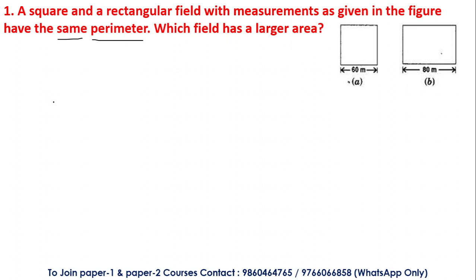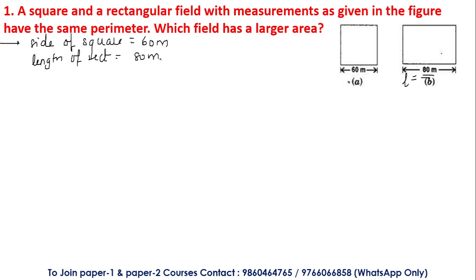Now always remember here the side of the square has been mentioned, and in the case of the rectangular field, the length of the rectangle has been mentioned, that is equal to 80 meters. So let us try to understand the given data over here. Side of the square is given: side of square is equal to 60 meters, and the length of the rectangle is equal to 80 meters. This is the given data.